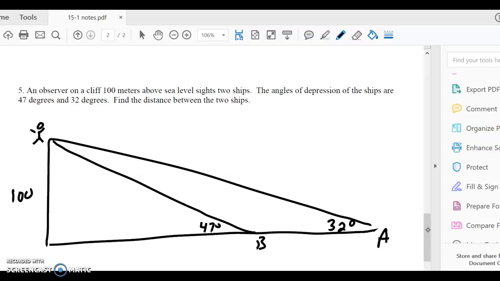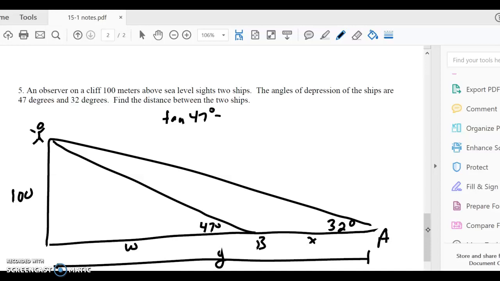If we look at these functions and we're trying to find the distance between the 2 ships, our goal is to find x. But before we can find x, we're going to have to find w, and we're going to have to find y. So if we set this up, we have the tangent of 47 equals 100 over w. We can quickly multiply through and solve this by taking w equals 100 divided by the tangent of 47. So w is going to equal 93.3.